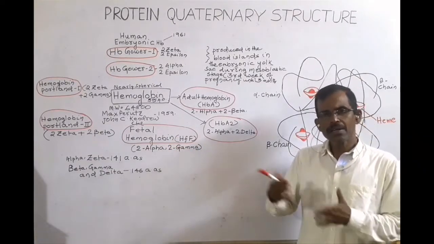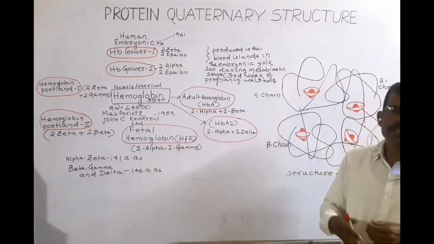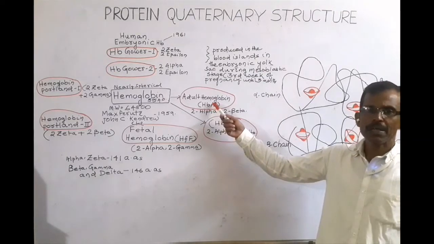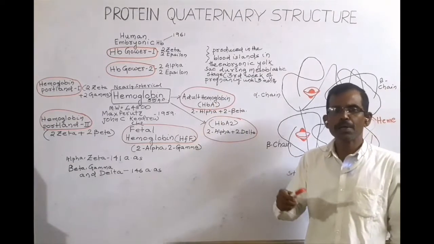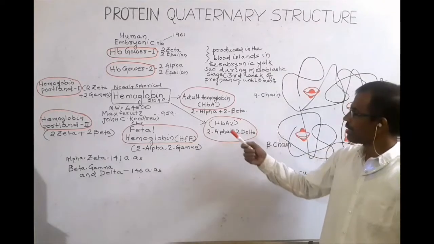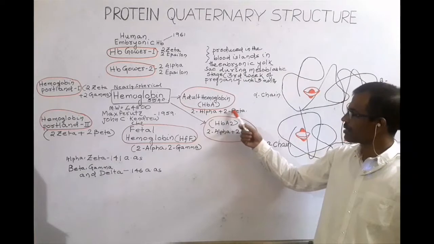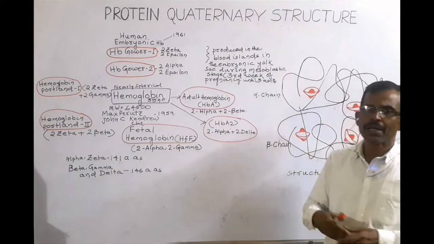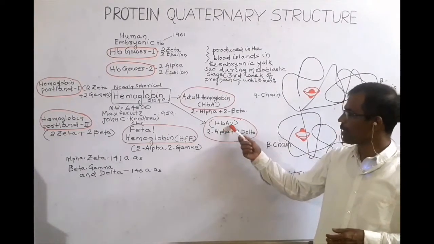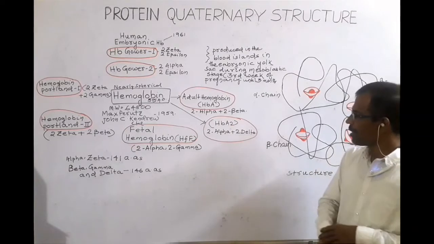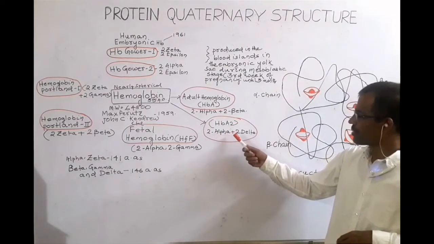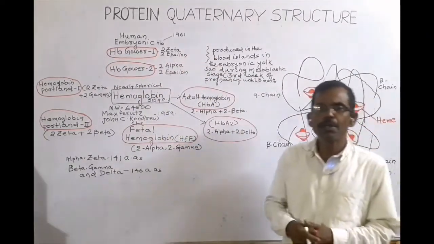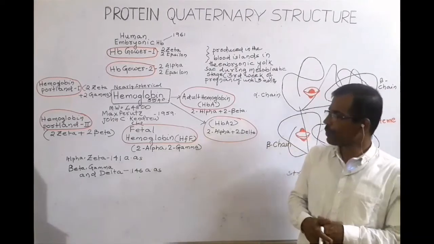There is adult hemoglobin also. The principal adult hemoglobin is HbA. HbA is the principal hemoglobin in human adults, and it is composed of 2 alpha chains and 2 beta chains. There is a minor hemoglobin in adults known as hemoglobin A2, composed of 2 alpha chains and 2 delta chains. All these different forms of hemoglobin are composed of 4 polypeptide chains.